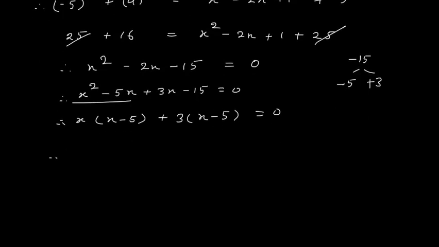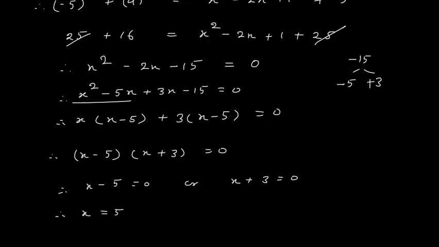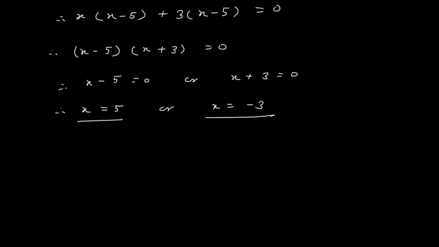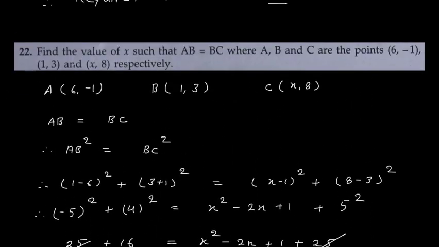So therefore I will say that (x minus 5) into (x plus 3) is 0. So you can say that x minus 5 is 0 or x plus 3 is equal to 0. So you have x equal to 5 or x equal to minus 3. So the value of x is 5 or minus 3. So here, find the value of x. Therefore x is 5 or minus 3 is the required value. Okay, you have given that A, B, C are the points such that AB is equal to BC.